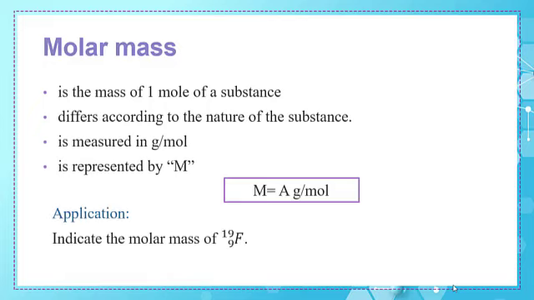As an application, if we have this atom fluorine having Z equal 9 and A equal 19, what is the molar mass of this atom? So, after writing the rule, we substitute the value of A, which is 19. That means the molar mass of this atom is 19 gram per mole. The answer without the unit is meaningless.